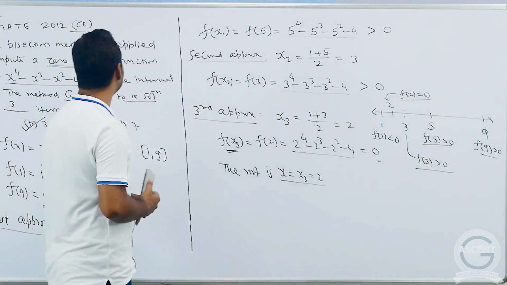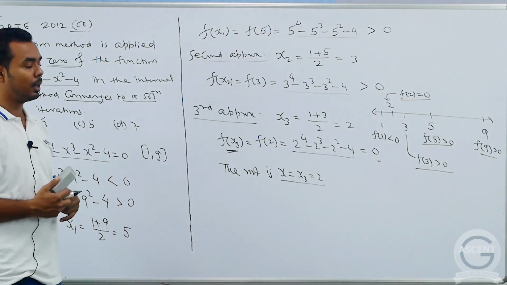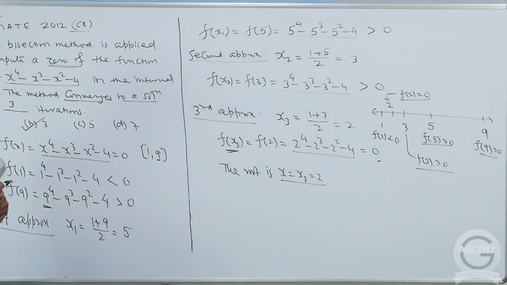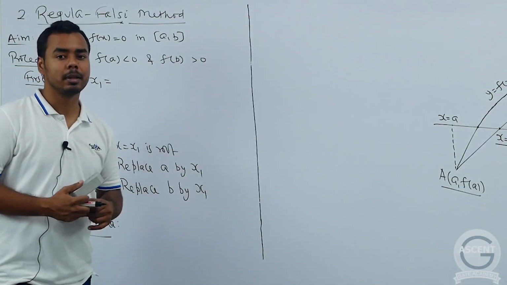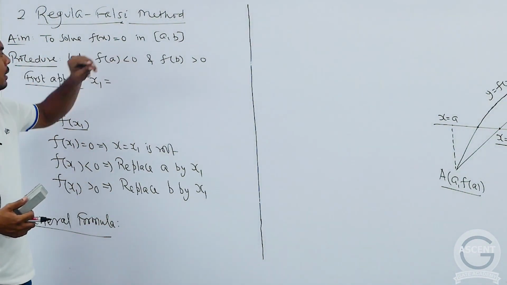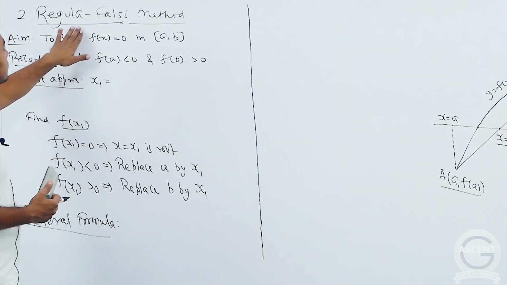Okay, so these were the 2 problems on bisection method. Now we are going to talk about our next method for solving algebraic and transcendental equations. Our next method is Regula falsi method. This Regula falsi method and secant method are almost similar. There is one difference that we'll see after learning this method.